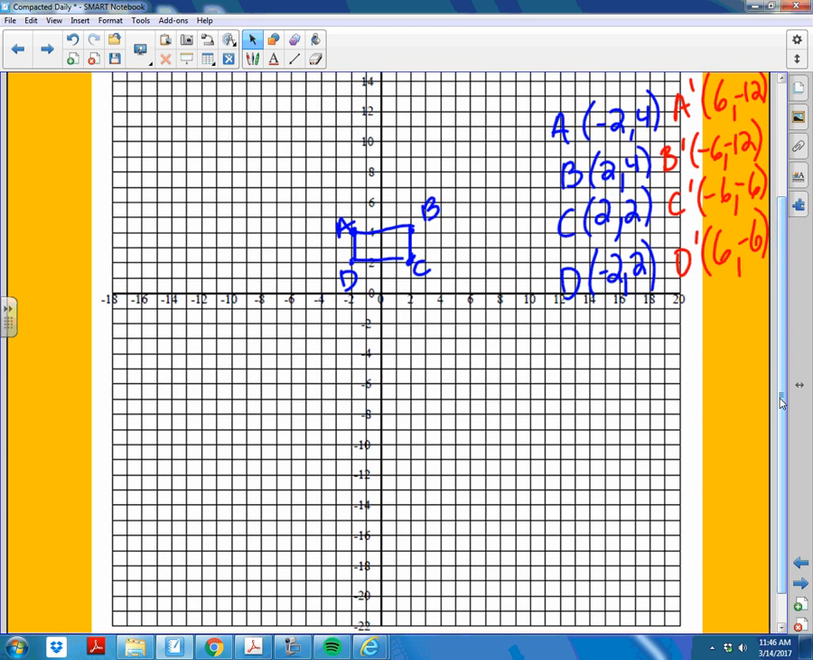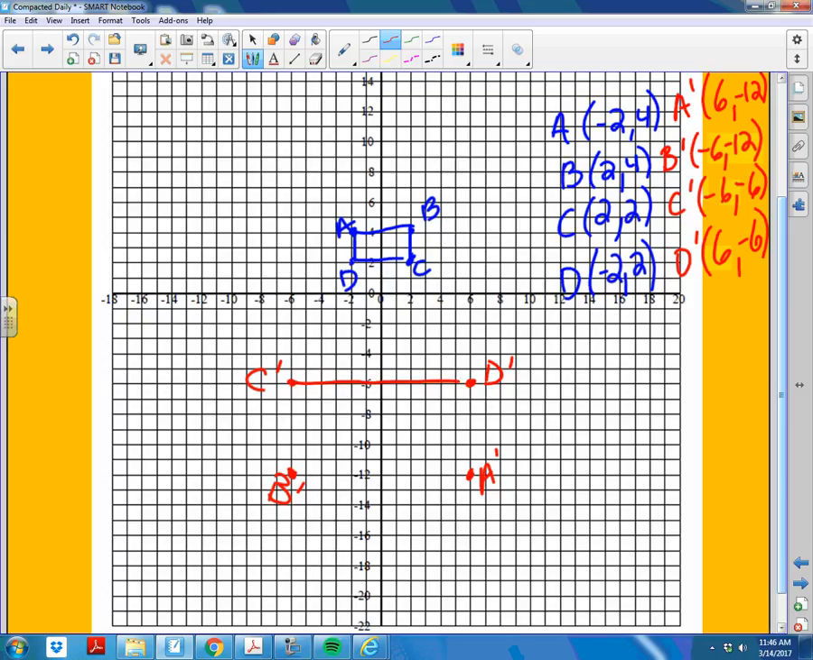So I'm going to come down here. I have 6, negative 12, which would be located right here. That's A prime. B prime is at negative 6, negative 12. There, B prime. C prime is negative 6, negative 6, which is right here. And D prime is right here.